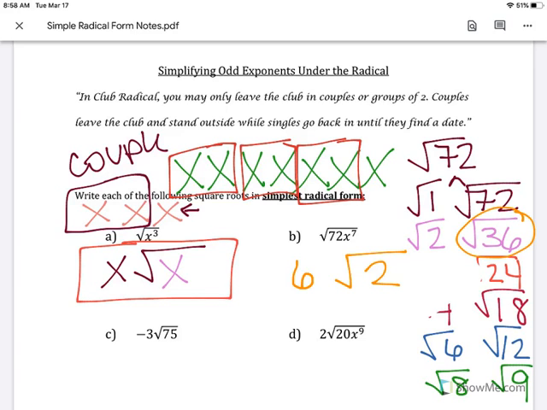So the 3 couples get taken out of club radical as x to the 3rd, the 3 representing the 3 couples. And then inside the radical is the 1 single. So our final answer is going to say 6x cubed radical 2x.